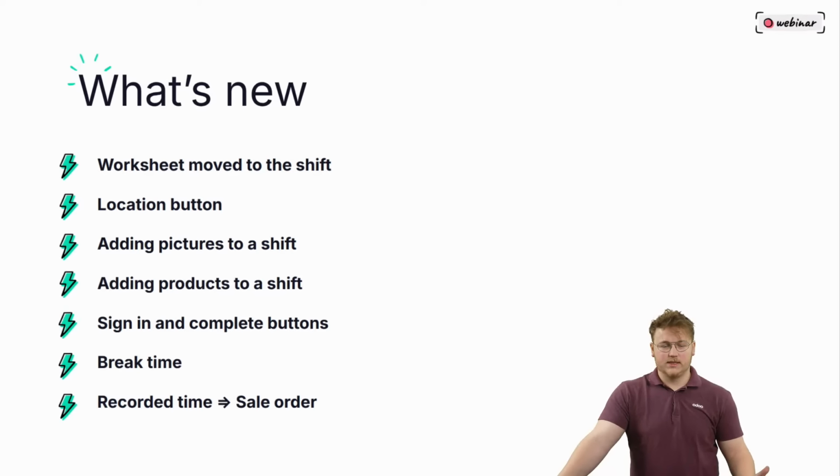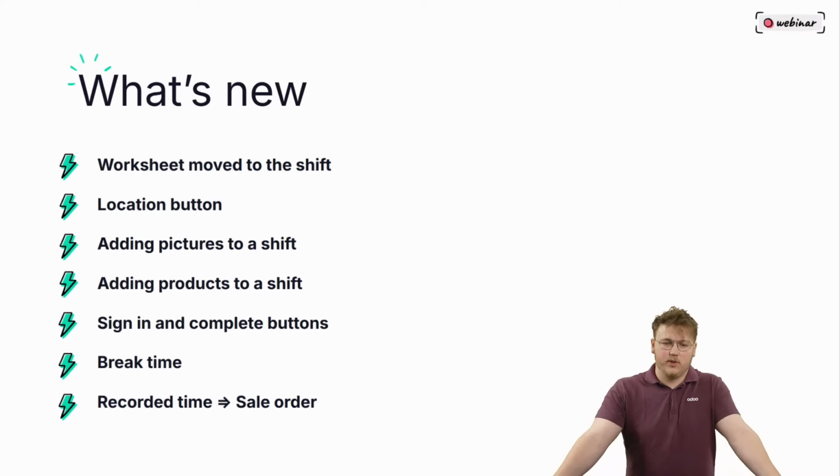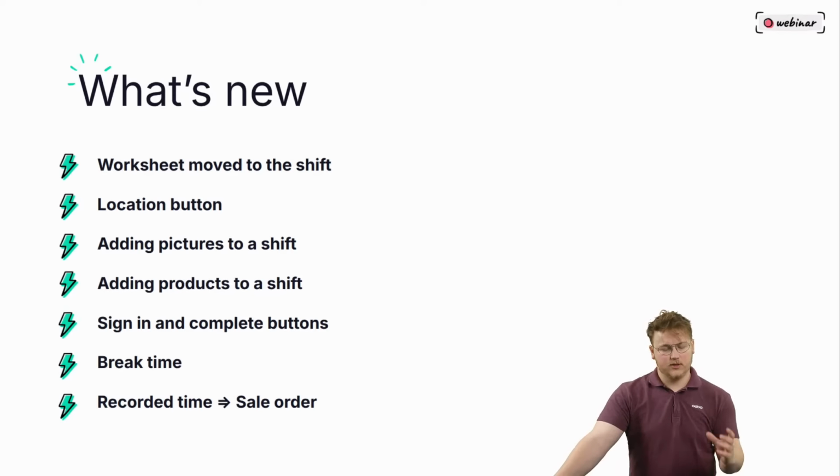Second point is the location button. You will see it in my demo, but you will have a small button opening the maps view to directly have the way to your client's location. Then we can add pictures to a shift in the planning. It was already kind of the case with field service, but now we have a dedicated button and the way it works is a bit different.